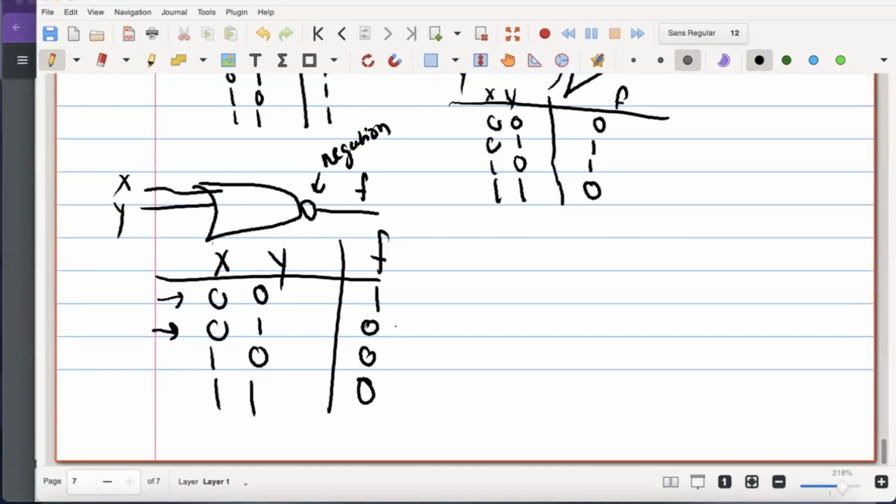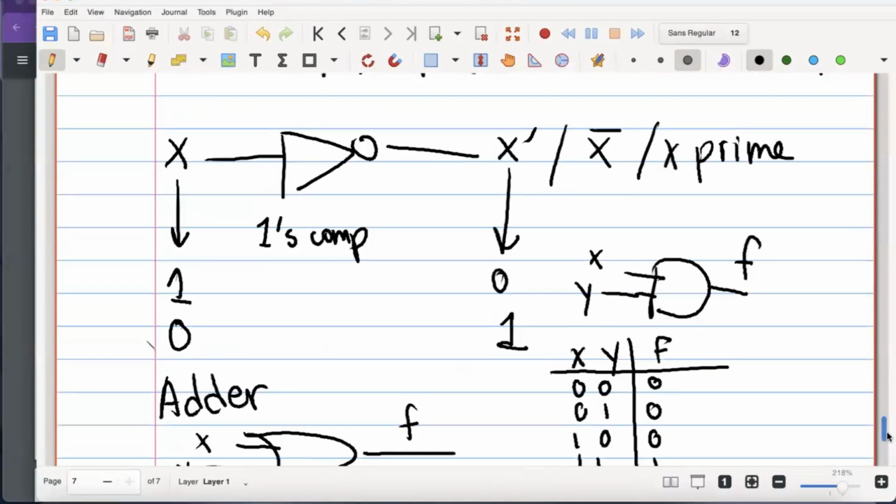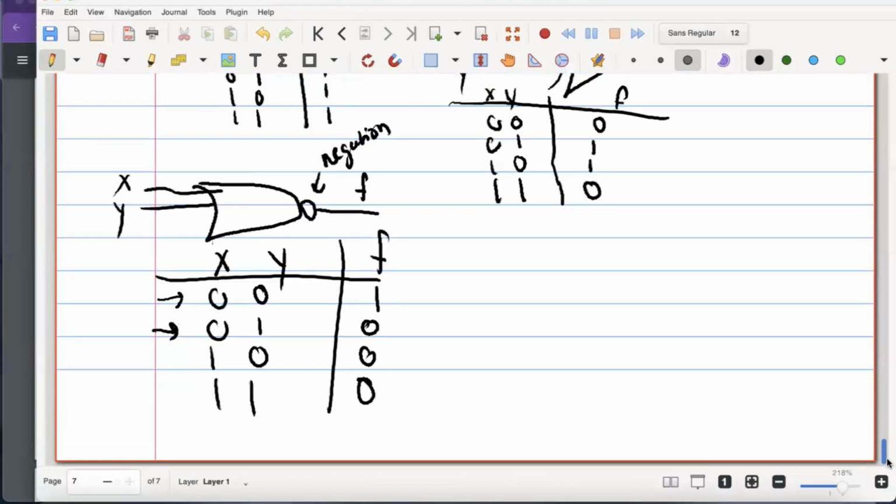Don't you see some similarities between this NOR gate and the AND gate? If you do, you are correct. This is equivalent to this.